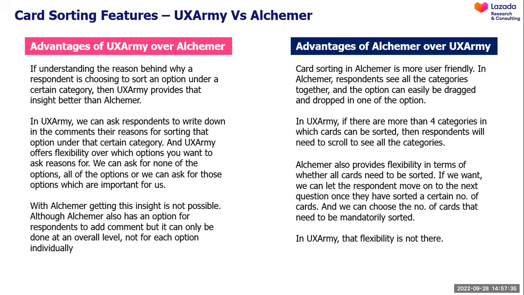And one more thing, this is not an advantage or disadvantage, but UXArmy recommends their sample size to be 15, 20, like that. Whereas Alchemer is out and out a quantitative questionnaire scripting tool. And there's no restriction of sample size or anything. The bigger, the better, basically. Yeah, that is all from my end.